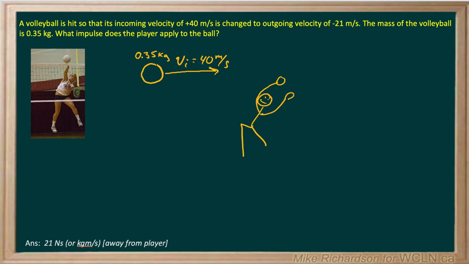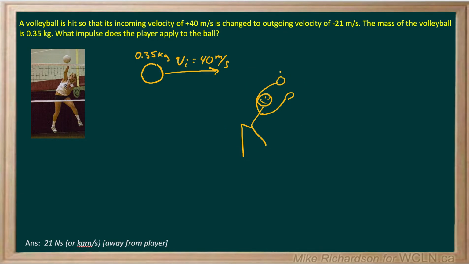Okay, here we've got a volleyball with an incoming velocity of 40 meters per second, and I've taken the liberty of drawing a little sketch. The volleyball's mass is 0.35 kilograms, and let's say it's moving to the right at 40 meters per second. That's my initial velocity of the volleyball.